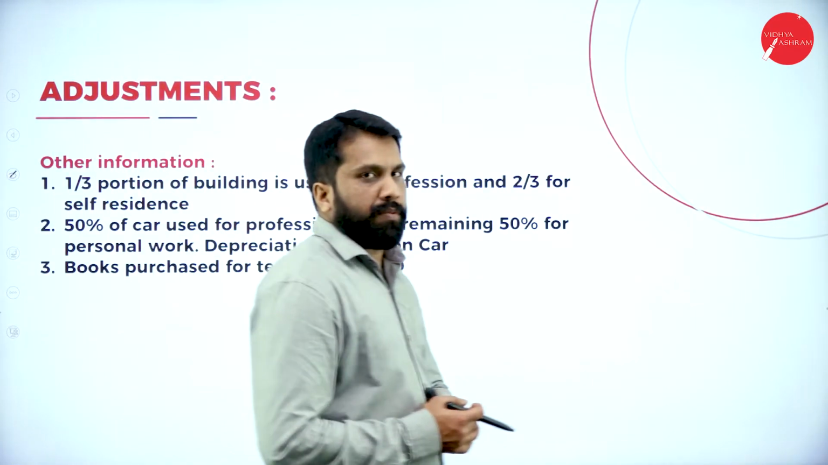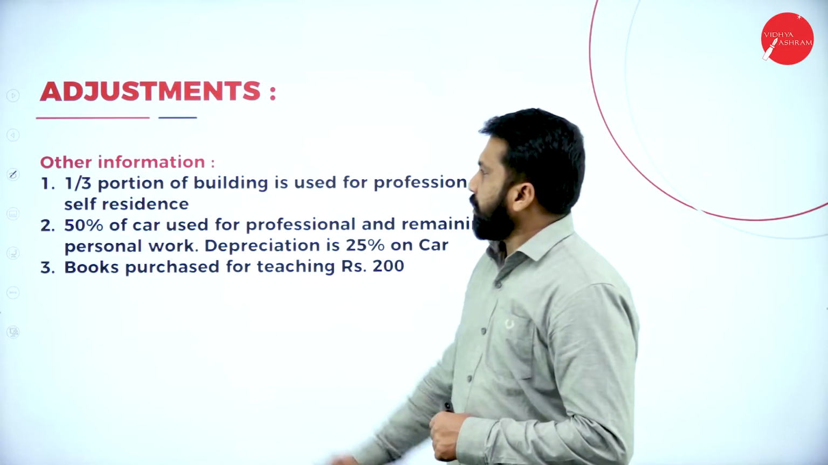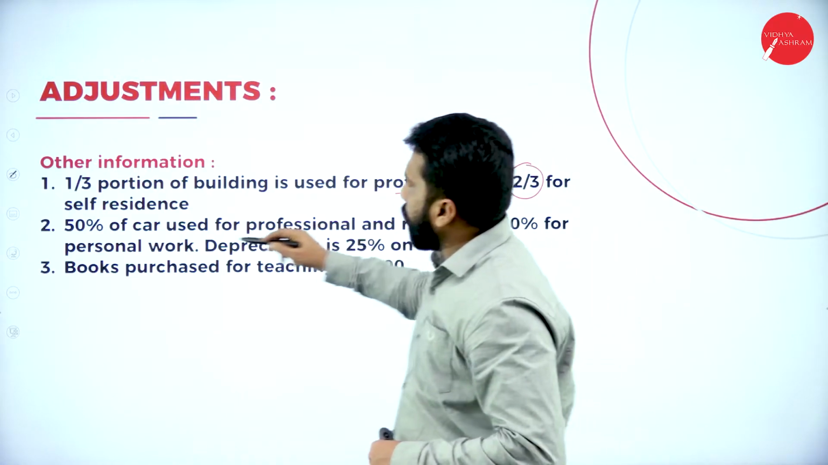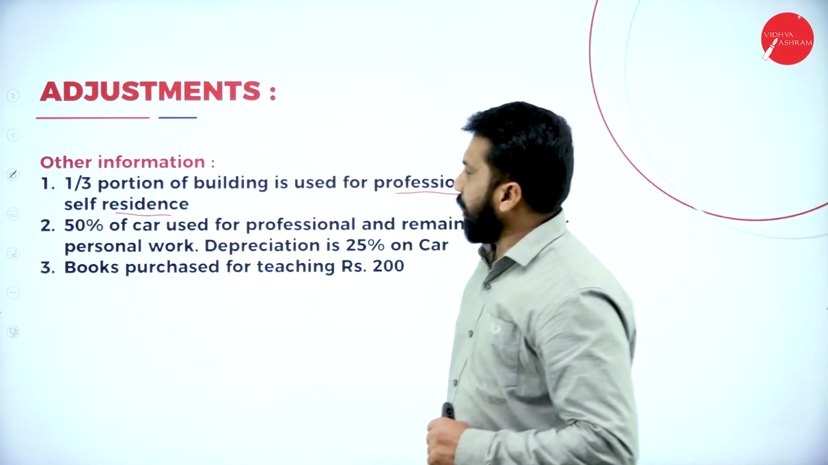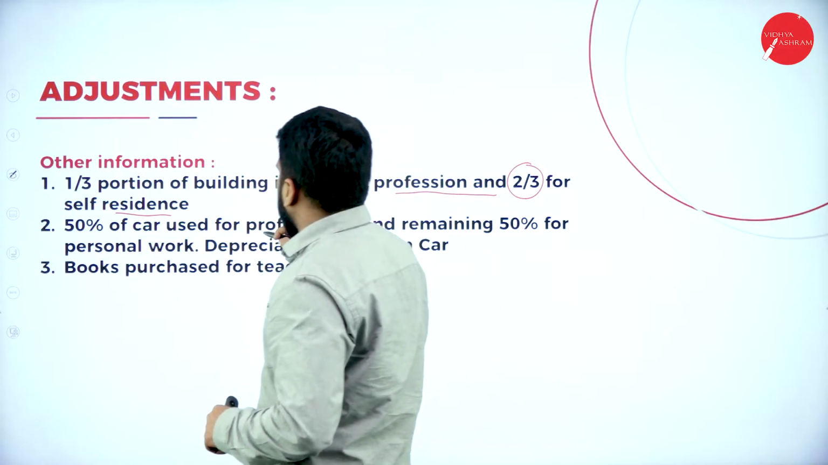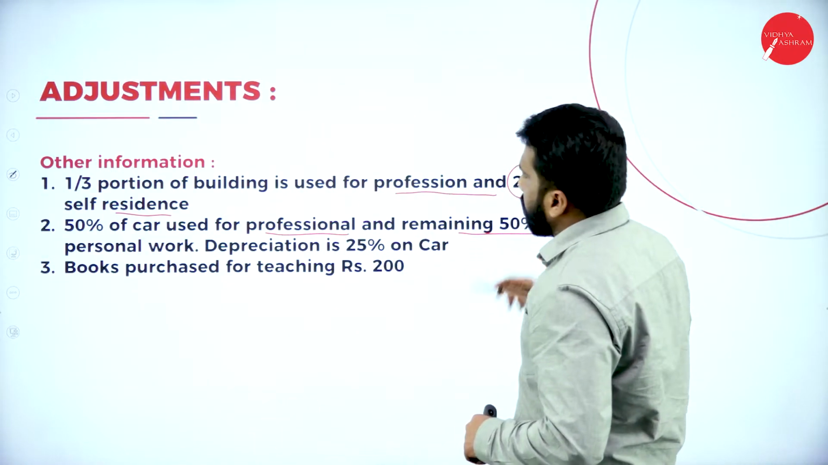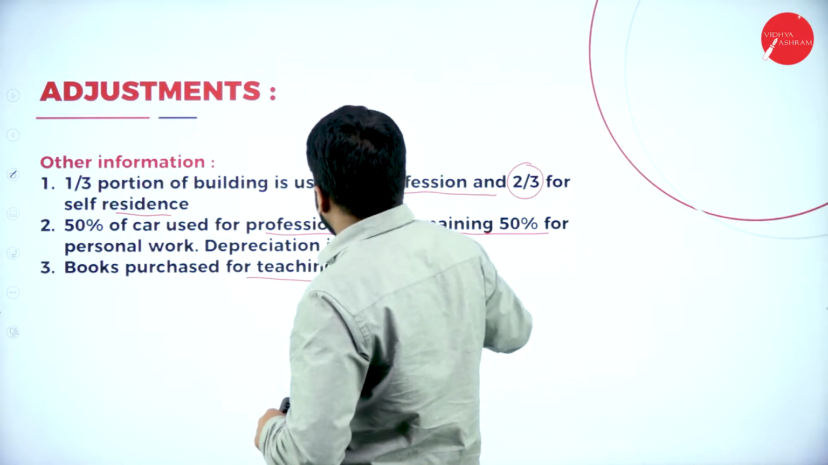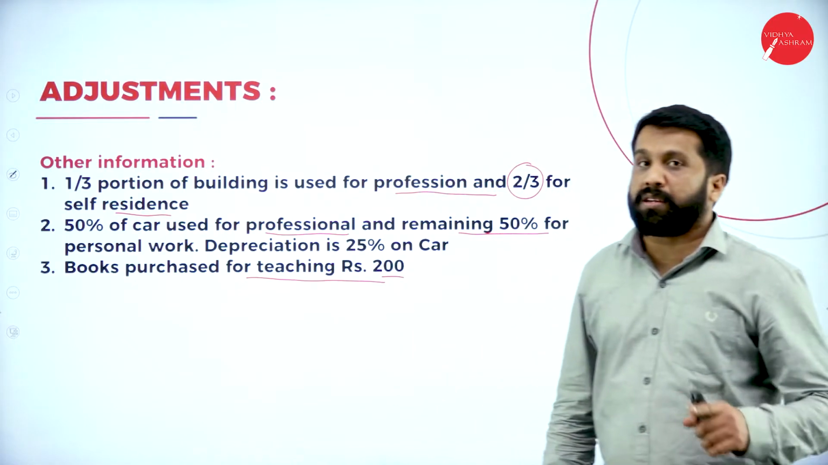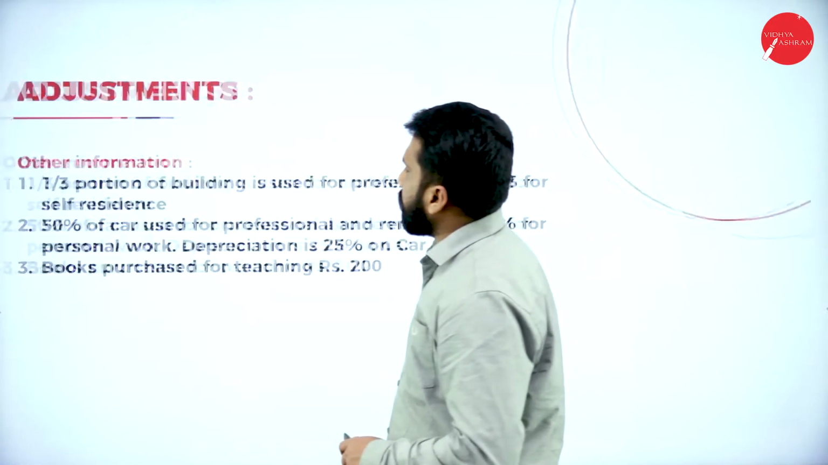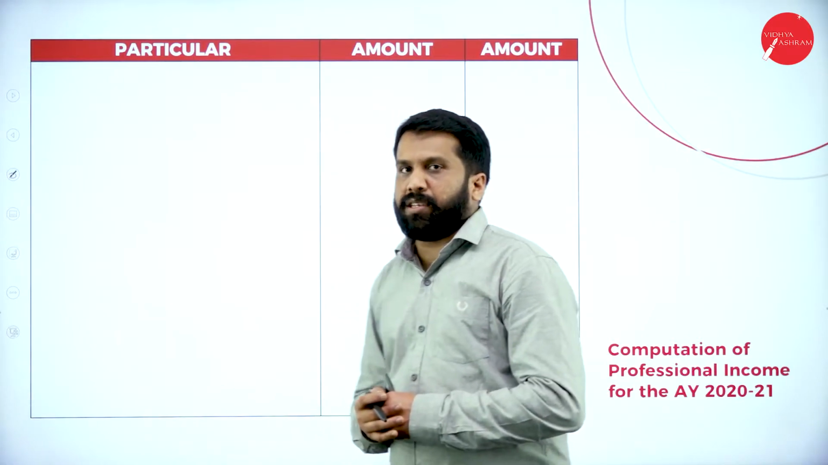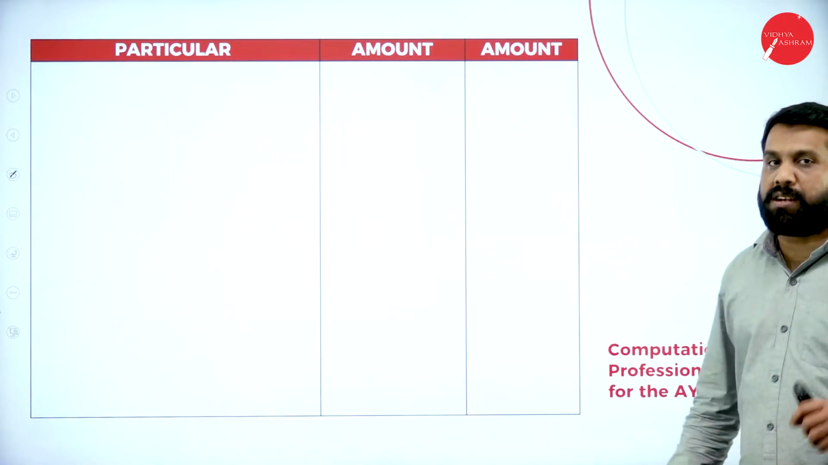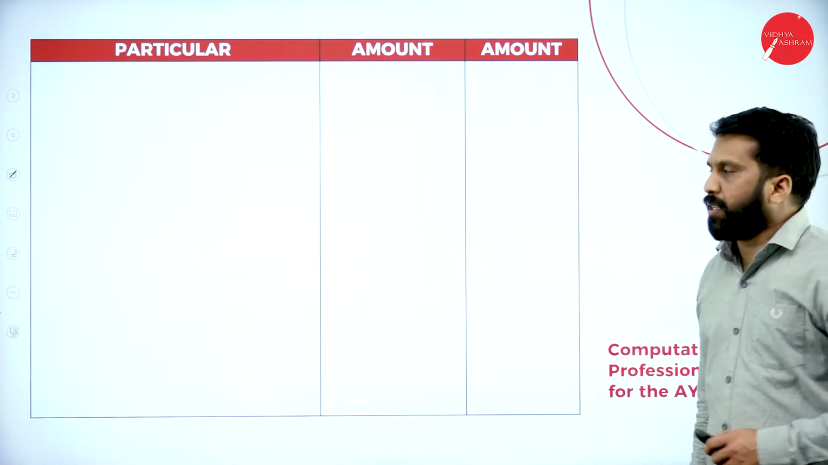These are the adjustments we have: 1/3 portion of the building used for professional and 2/3 for self-residence. Now, 50% of the car used for professional and the remaining 50% for personal work. Then, books purchased for teaching is rupees 200. Hope you are clear. Yes. Now, I'll go to the answer directly. Your heading must be computation of professional income for the assessment year 2020-21.